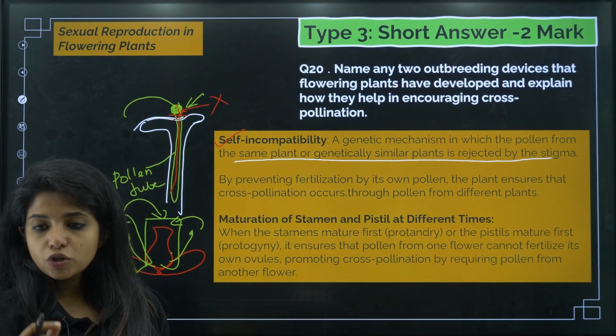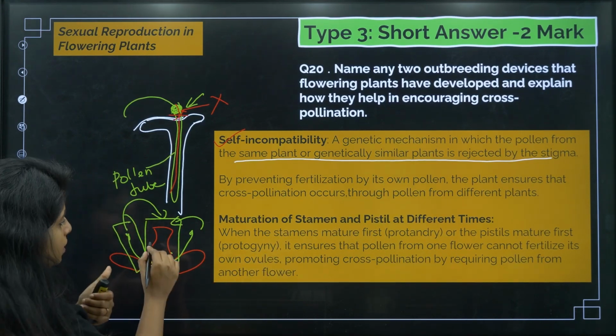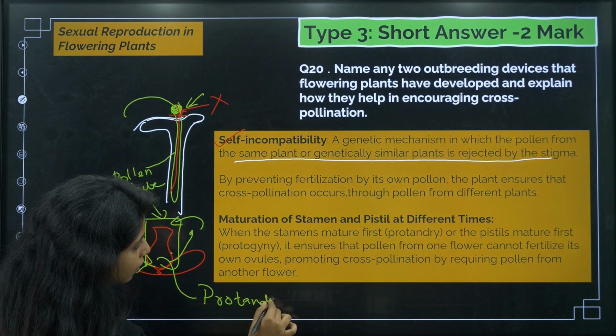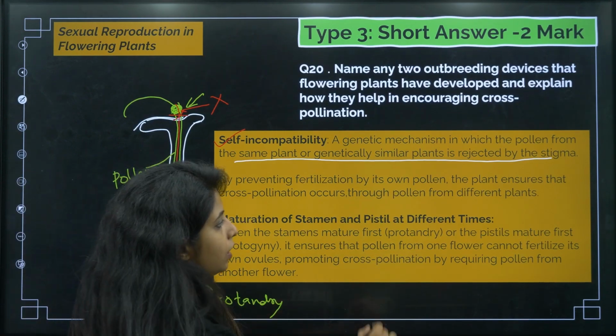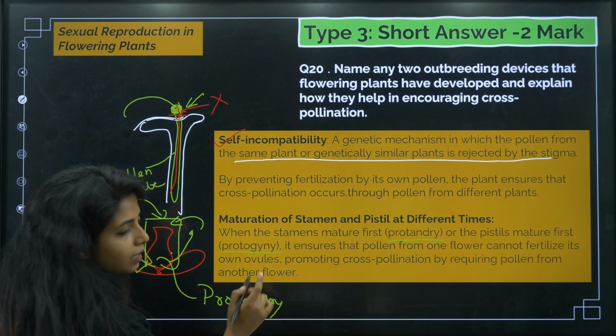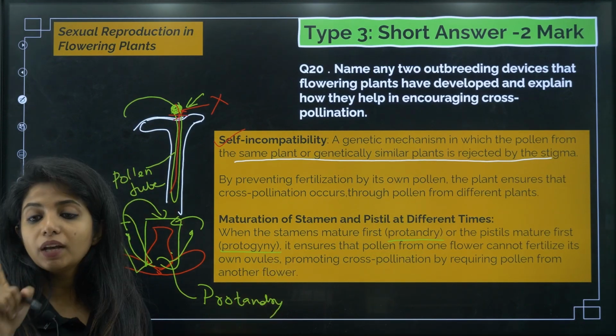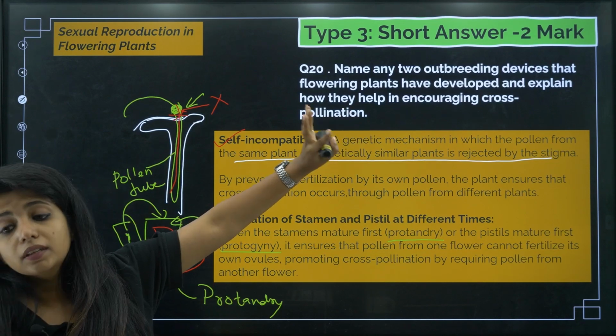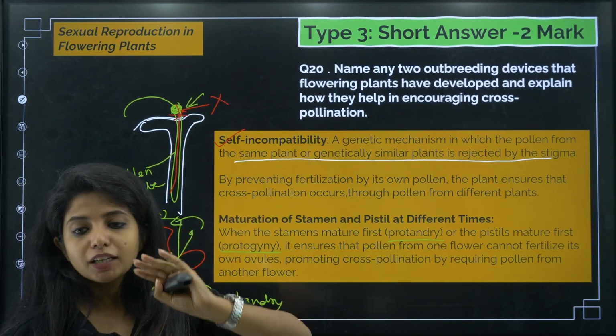When the stamens mature first, you call this protandry. That is written right over here. Now when the pistil is maturing first, what do you call it? Protogyny. But over here you have to make sure both of them are maturing at different times. So these are the two outbreeding devices. There are many more given in your NCERT textbook as well.